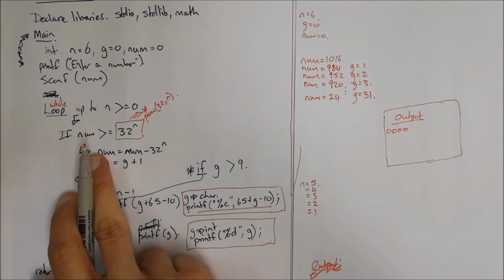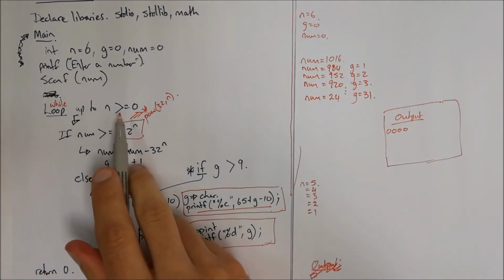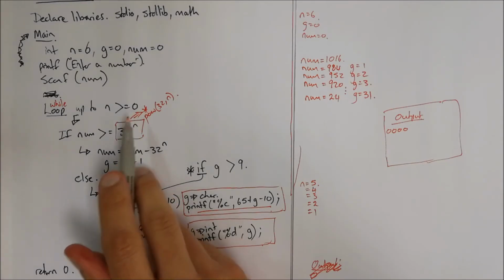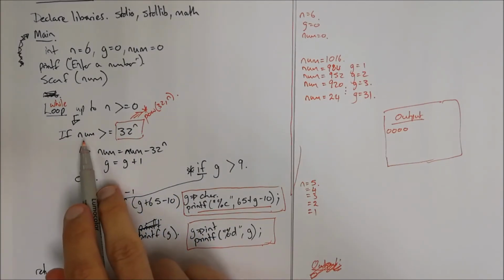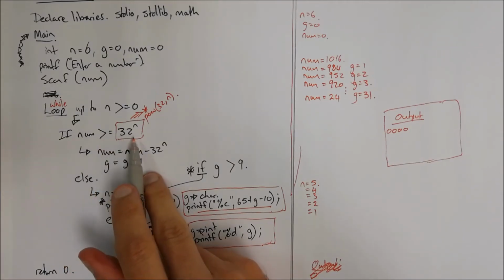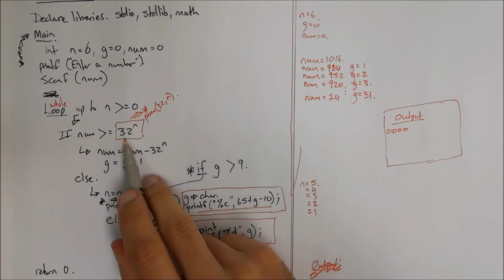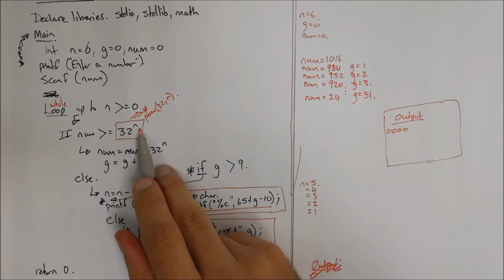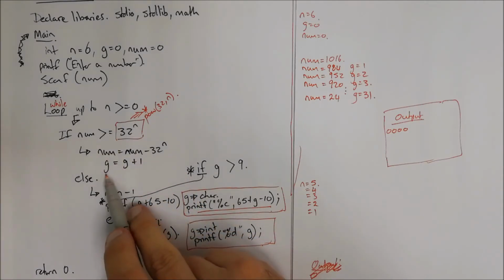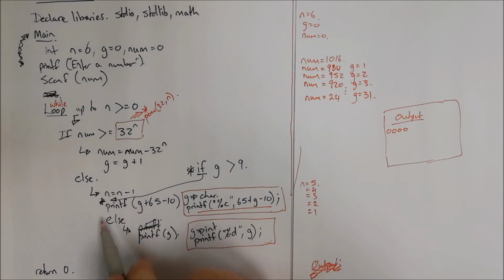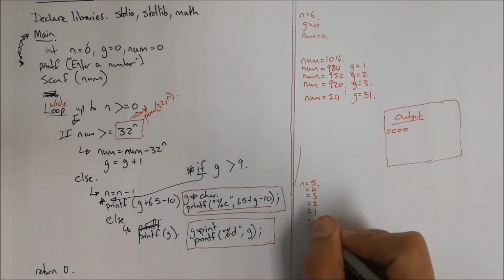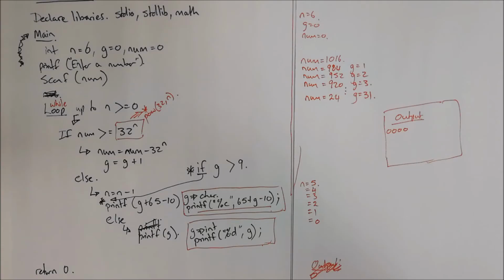Okay, now it comes back over here. N is still larger than or equal to 0. So we will continue with this loop. Is num larger than or equal to, in other words, is 24 larger than or equal to 32 to the power of 1? No, it's not. So this statement for the if statement is going to be ignored. It goes automatically to the else part of the statement. So now n is equal to n minus 1. So therefore n is equal to 0.